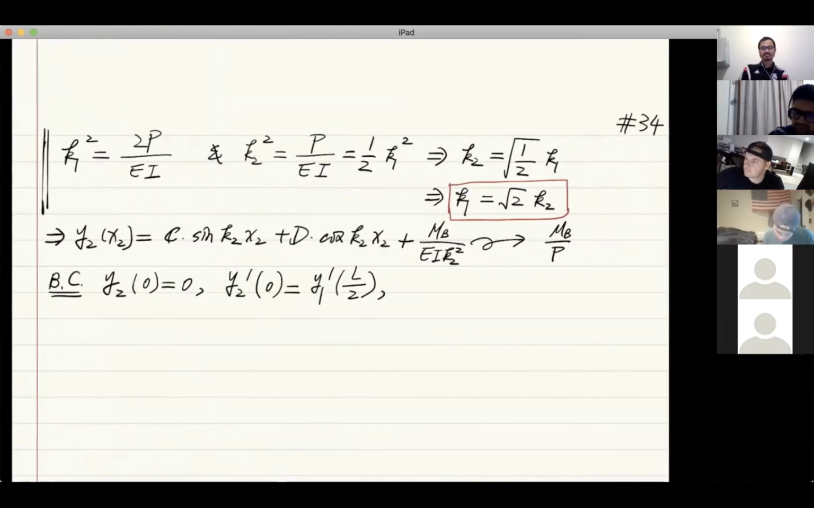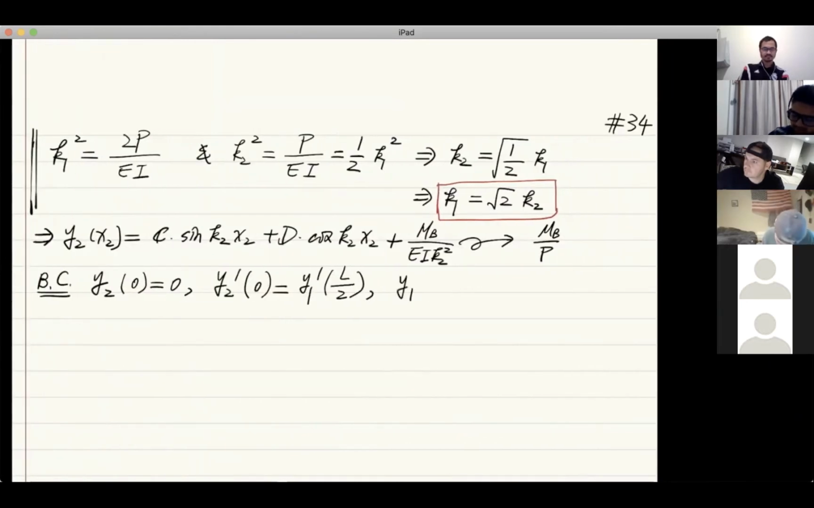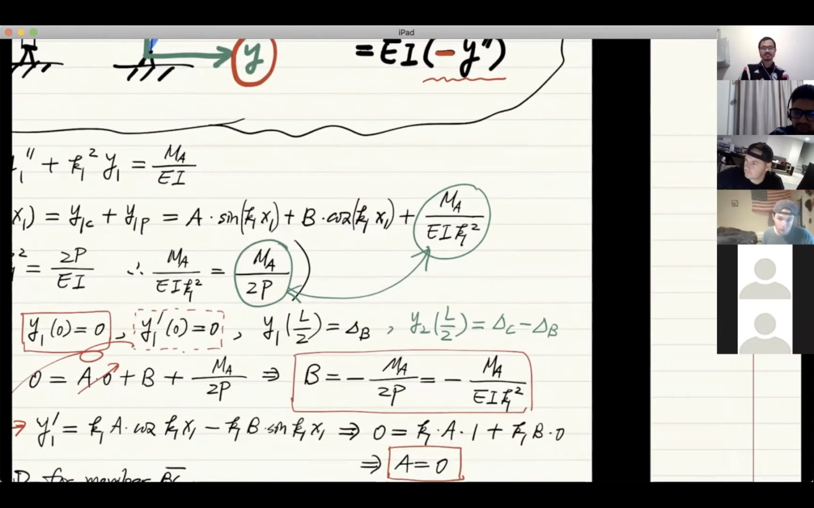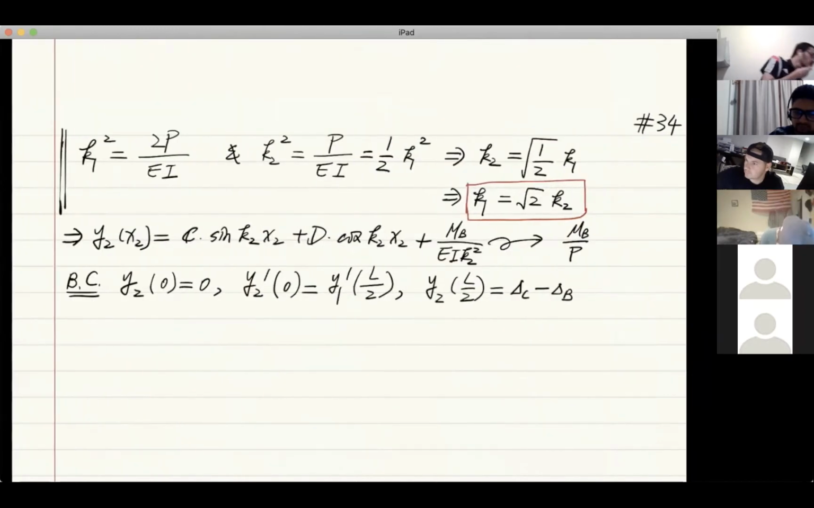And the last one is what? Is the deflection condition when y2 is at the end, which is L over 2. This is the displacement condition. The deflection is delta C minus delta B, which is one we have written before. Now we record it again, right? We already have this one before, which is this right here. Now we're just using it.